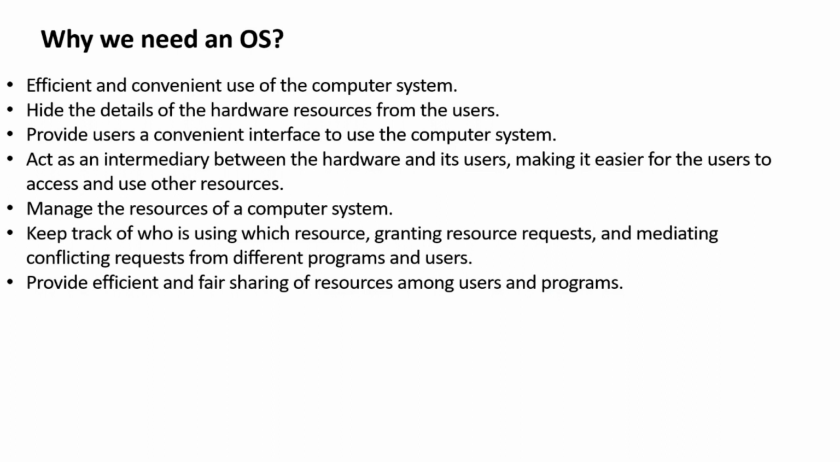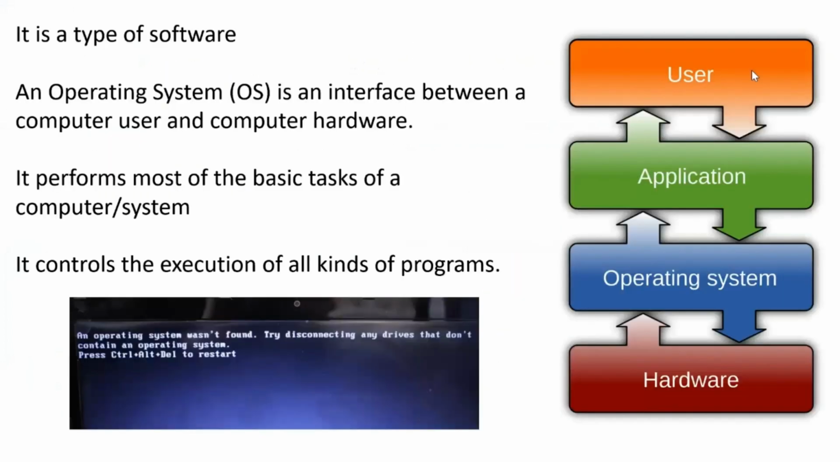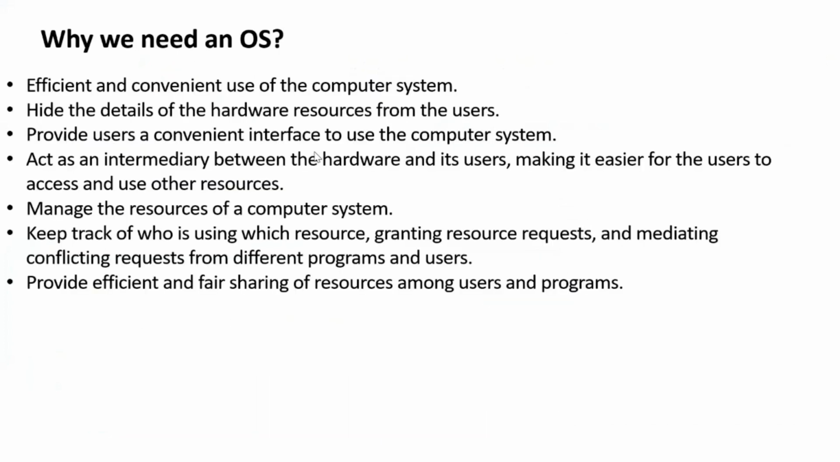So whatever the task is, the user can conveniently get it done, but you won't be able to see what happens in the back end, right? The operating system acts as an intermediary between hardware and its user. That is why I told you earlier, you see, an operating system is an interface between the computer user and the hardware. So that is what it says.